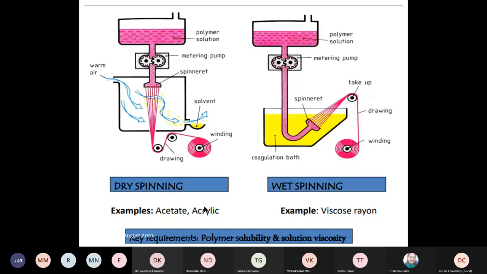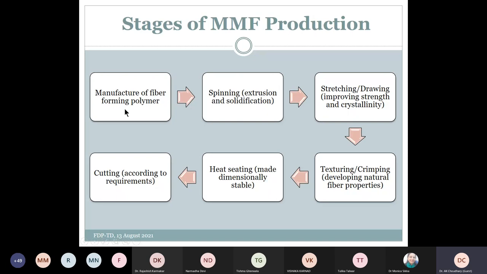So, stages of man-made fiber production. Manufacturing of the fiber: polymer. This is the first stage, and we are getting it from the refinery, from caprolactam, from crude oil. Then the spinning, extrusion and solidification, stretching, drawing. This is the total textile part: stretching, drawing, improving the strength and crystallinity after the post spinning. So up to spinning is the part of the chemical industry.